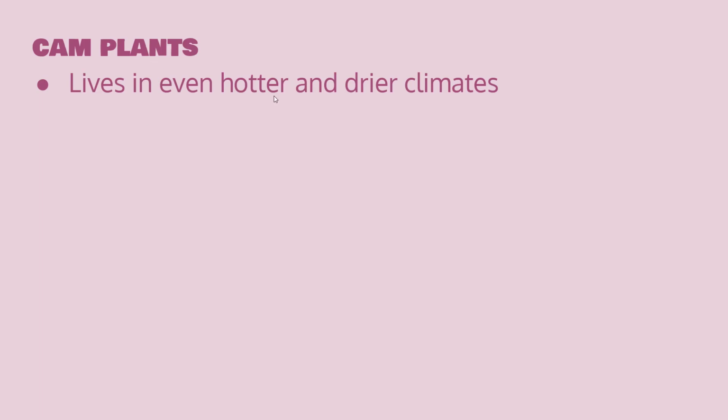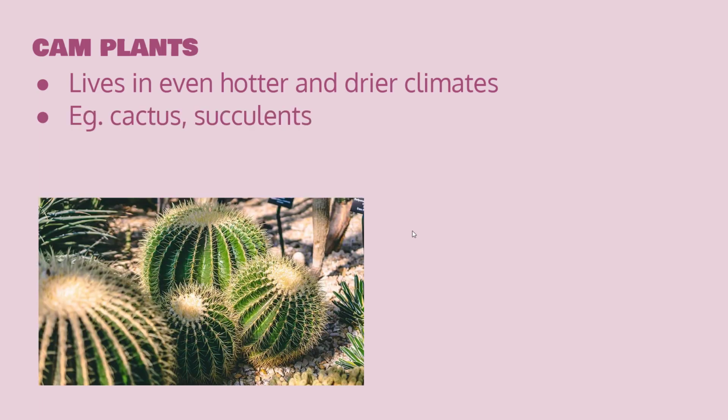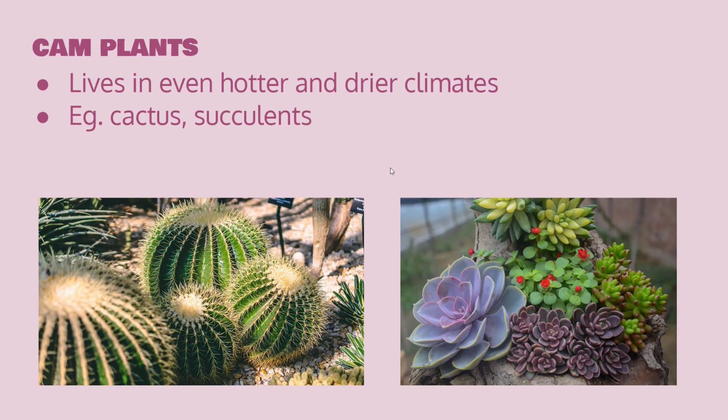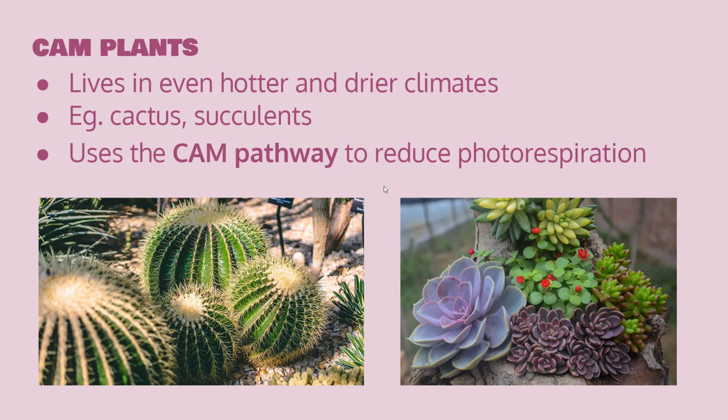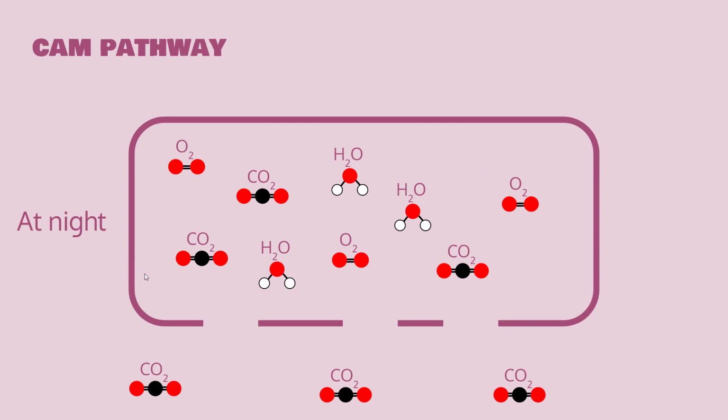So it lives in an even hotter and drier climate than the C4 plant. So this is a type of plant you might find in the desert, for example, cactus or succulents. And it uses the CAM pathway to reduce photorespiration. So let's go in detail of how this works. The CAM plant leaf structure looks more similar to C3 because the photosynthesis all takes place in the mesophyll cells, and it doesn't have that C4 structure with the two layers of cells.